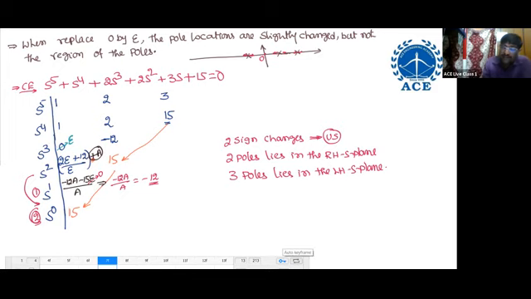Right. Next problem. S power 5 plus S power 4 plus 3S cube plus 3S square plus 2S plus 2 equal to 0. Come on, solve it.